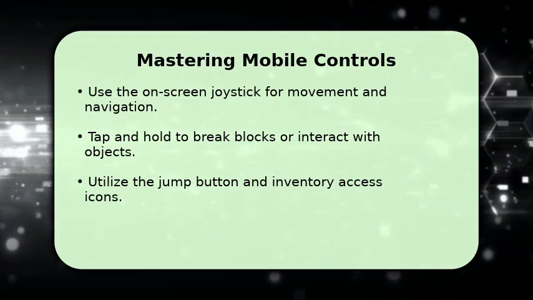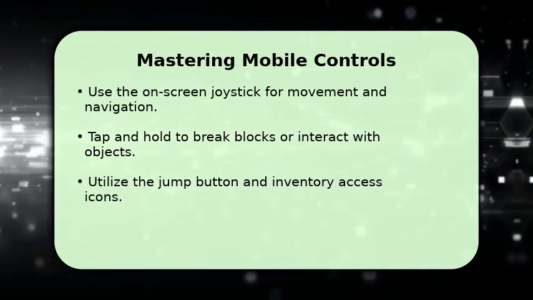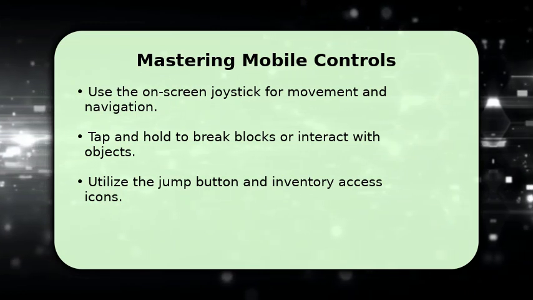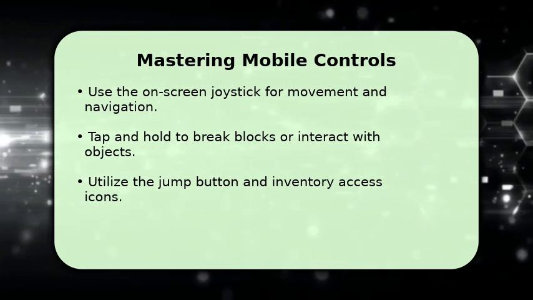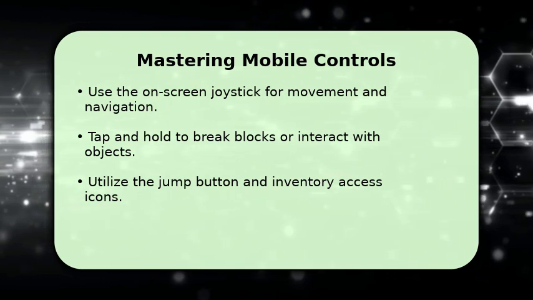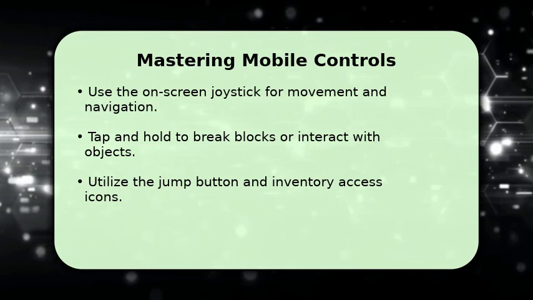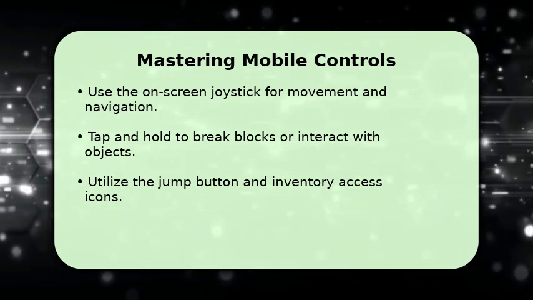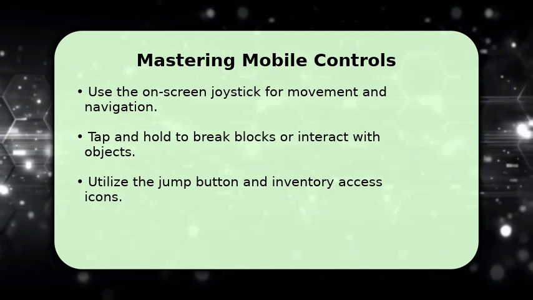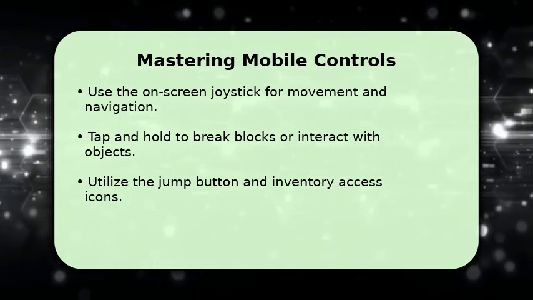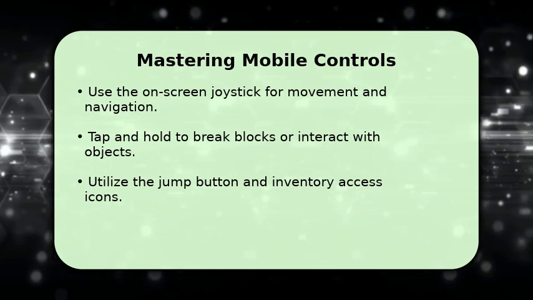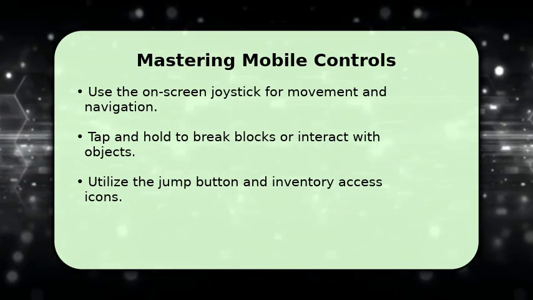Playing Minecraft on a phone uses intuitive touch controls. You'll find a virtual joystick on the left side of your screen for movement, allowing you to walk, run, and sneak. On the right, you can tap and hold to mine blocks or interact with items and creatures. There are also dedicated buttons for jumping and accessing your inventory, which is crucial for crafting and managing your resources. Practice these controls to become comfortable with the mobile gameplay experience.